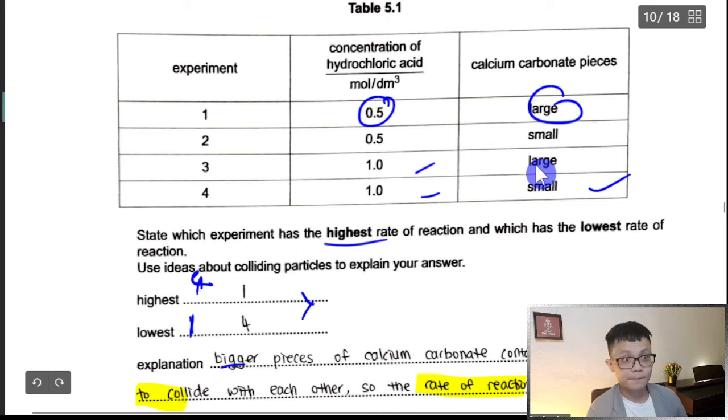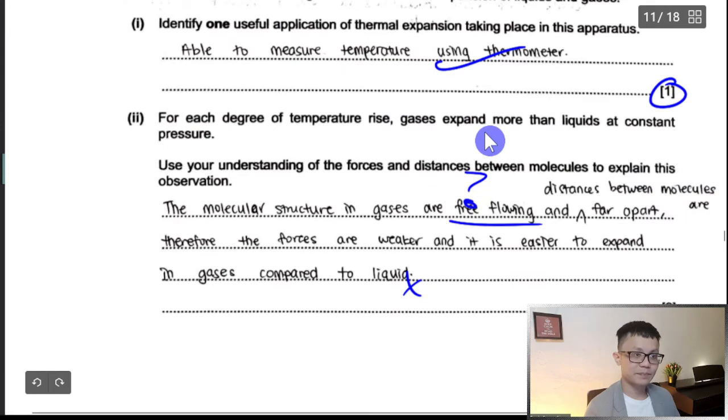Explain experiment 6.1. There is a thermal expansion of liquid and gas. Identify one useful application of thermal expansion taking place. Okay, being able to measure the temperature using a thermometer. For each degree of temperature rise, gas expands more than liquid at constant pressure. Use the understanding of forces and distance between molecules to explain this observation. So, how do you want to explain this?